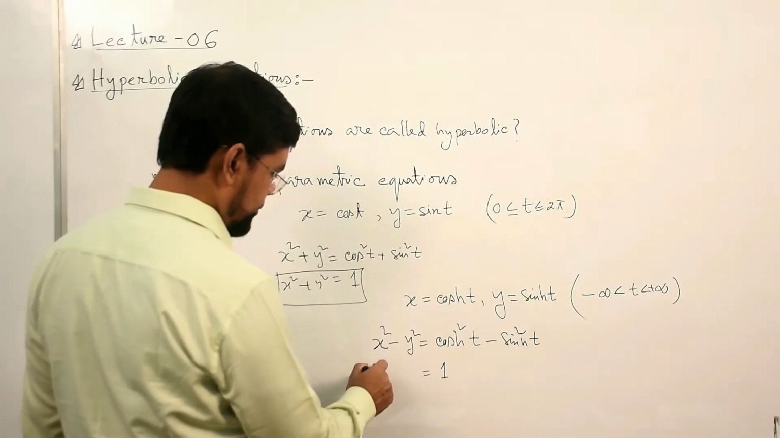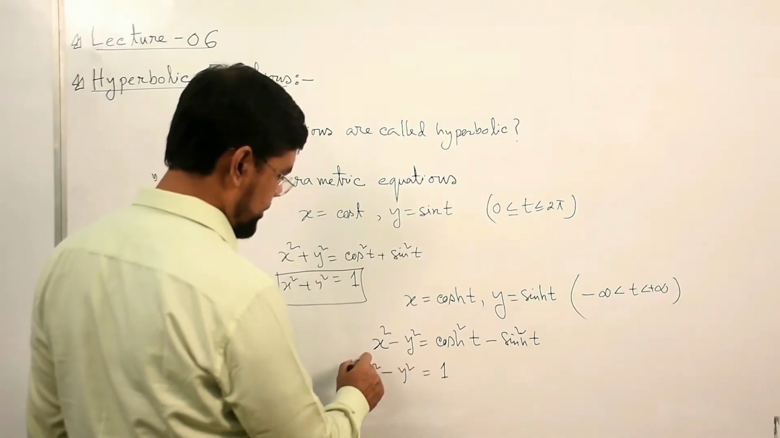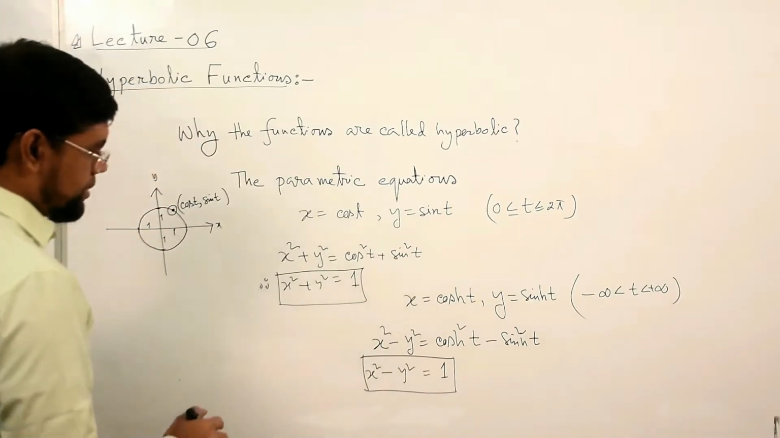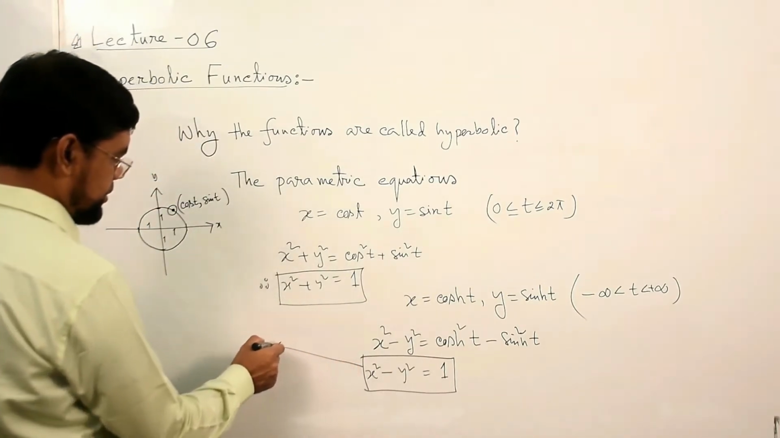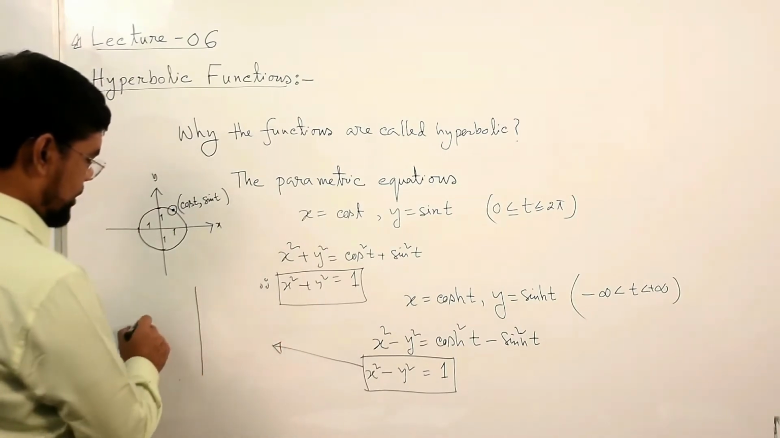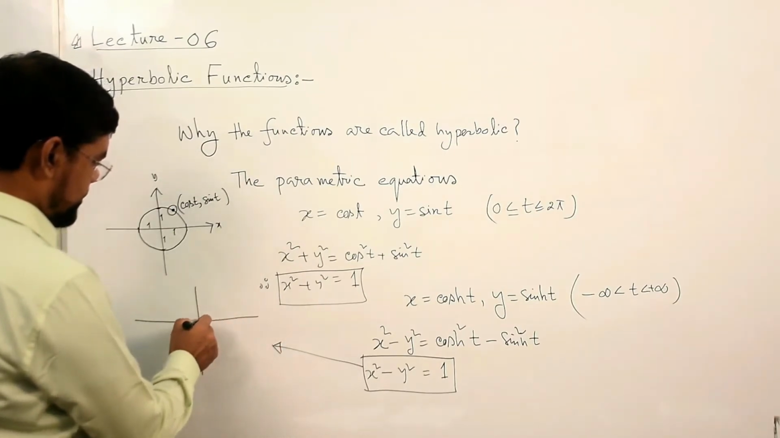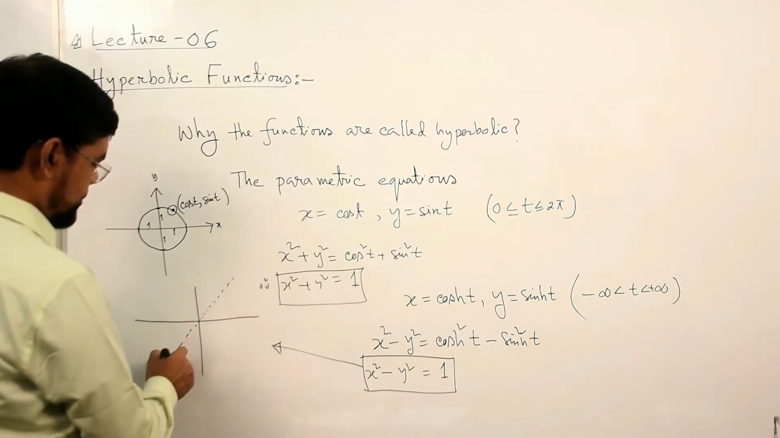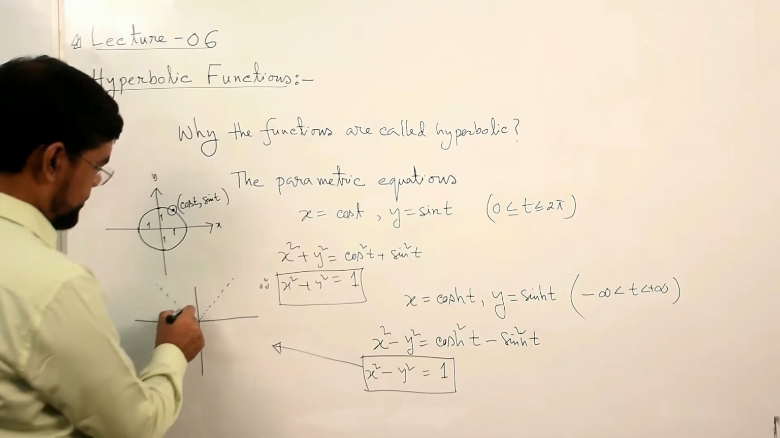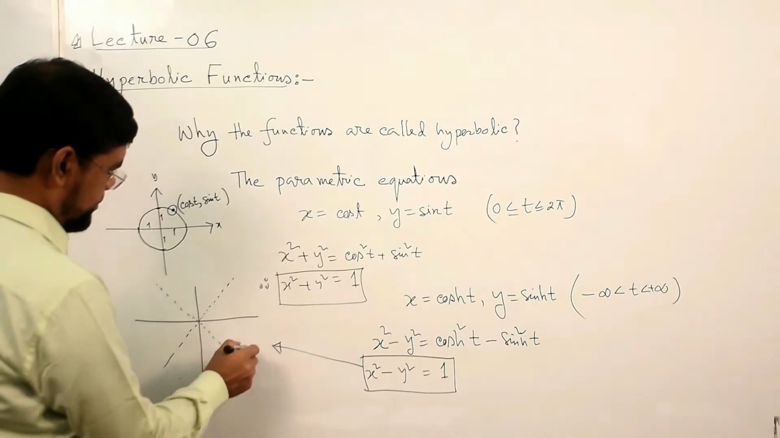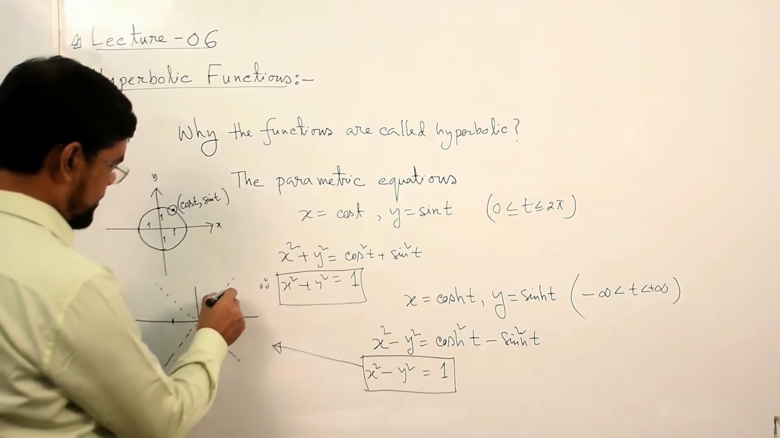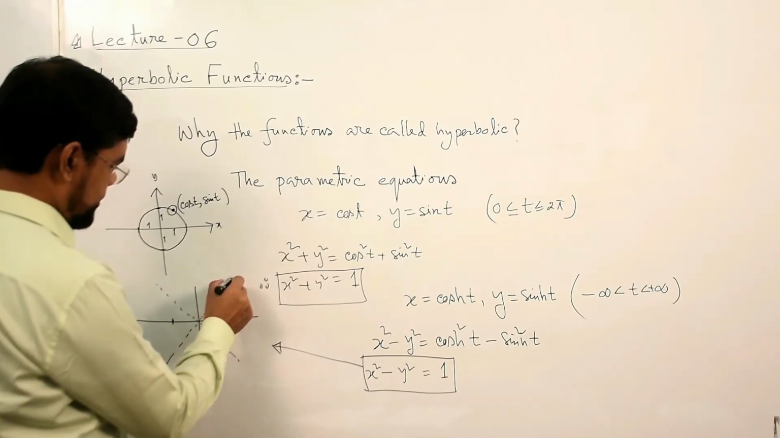So here we get x square minus y square is equal to 1, and this equation is the equation of a unit hyperbola. It is like this. So if the radius is 1, then it will make an asymptotic behavior with this line.